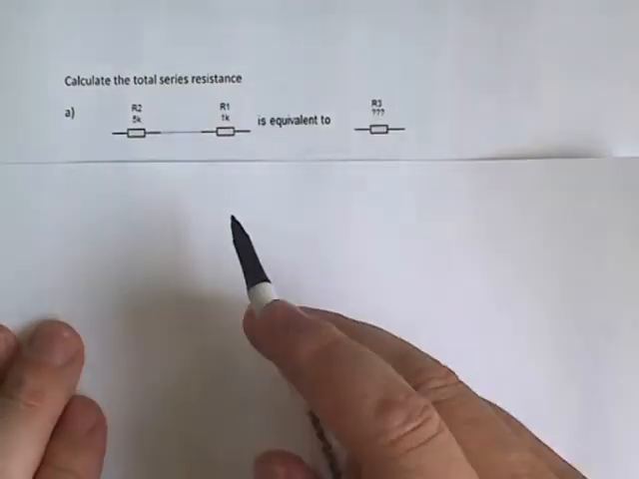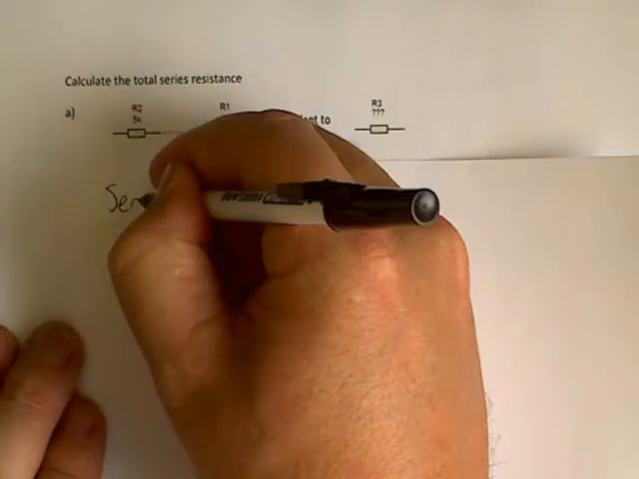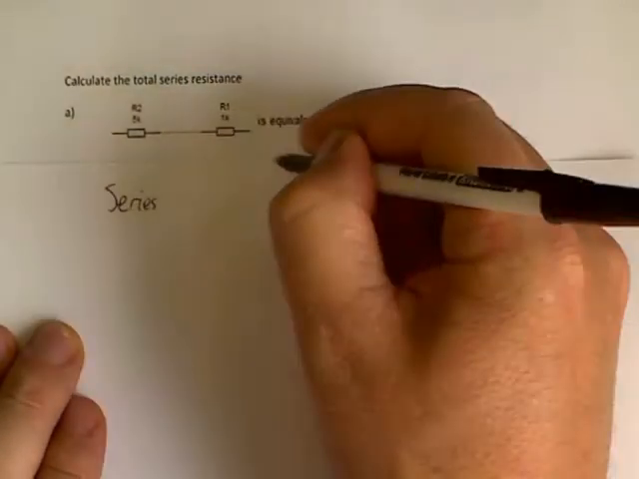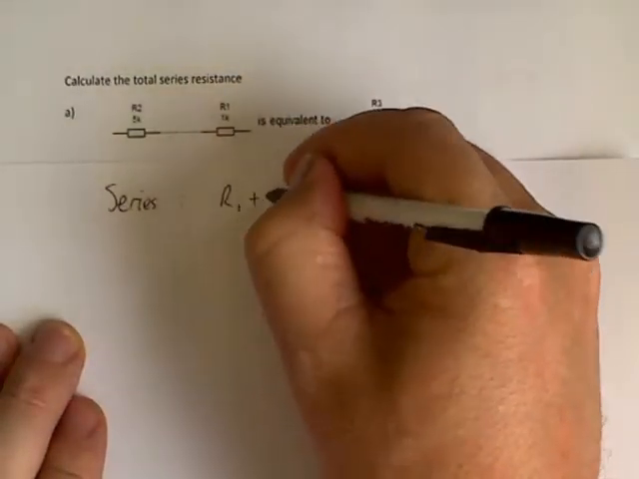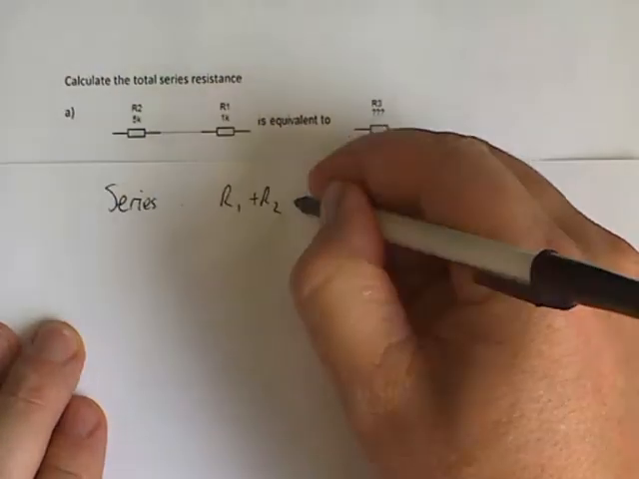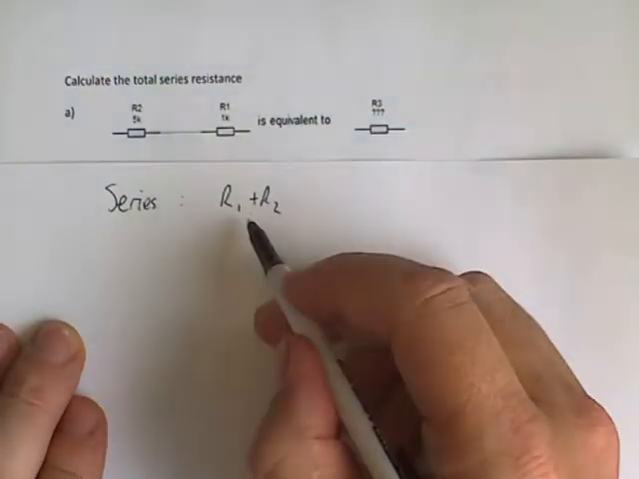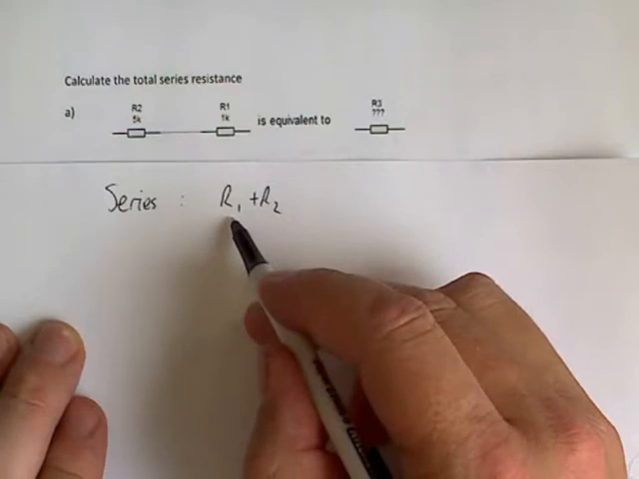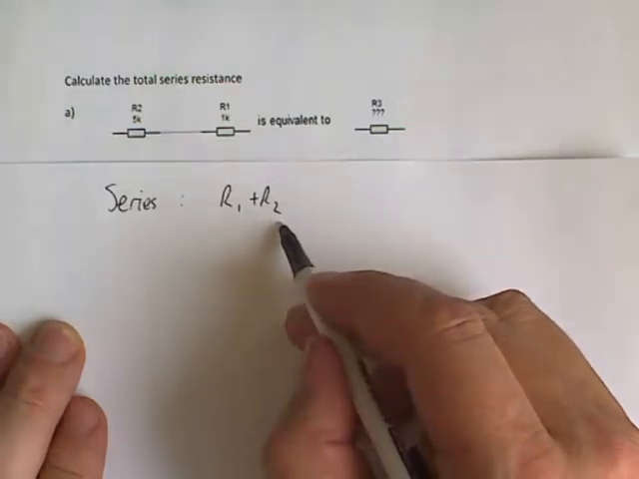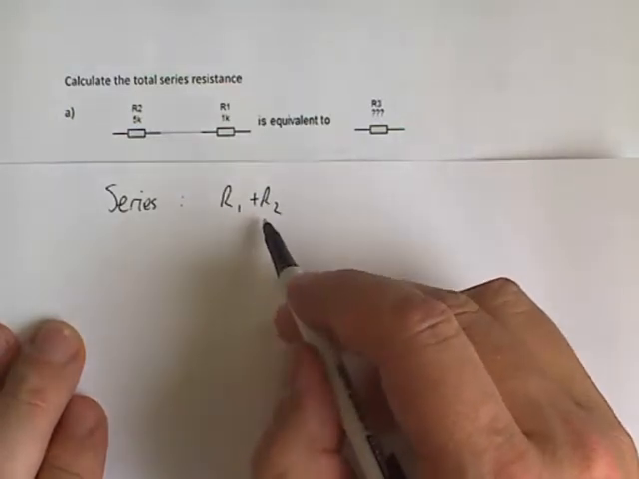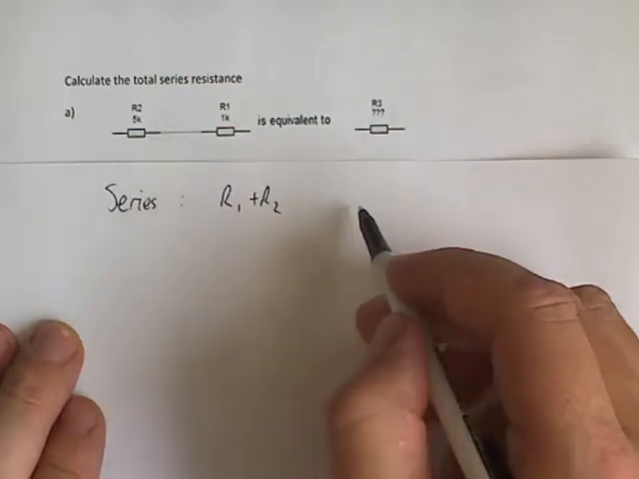For series resistance, we simply R1 plus R2, we just add them together. So if there are only two resistors, in this case R1 plus R2, if there were three it'd be R1 plus R2 plus R3, and so on.